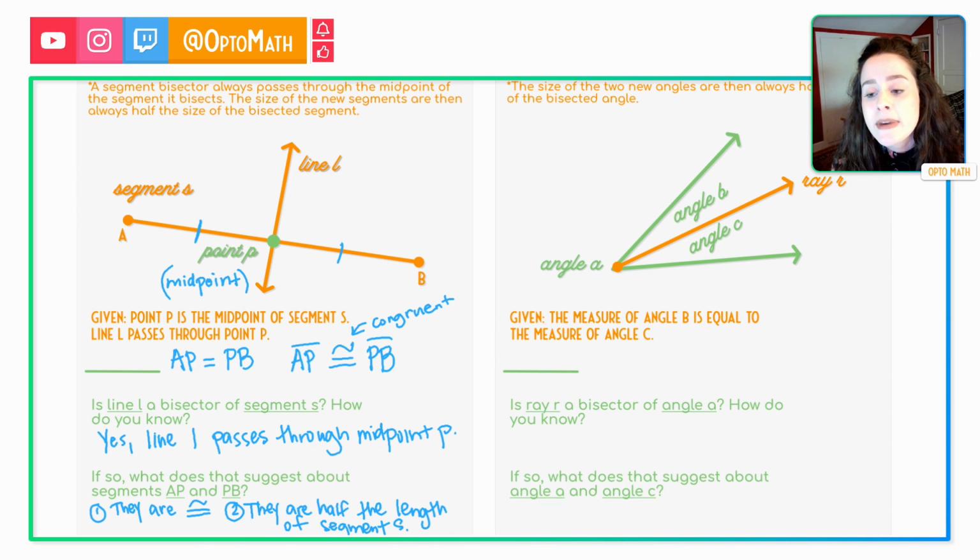Let's take a look at our image and our given information. We have angle A as our total angle. Ray R is a ray that is between the sides of angle A. And we have the new angles, angle B and angle C. So that's all we can tell from the picture so far. Let's look at our given information and see what else we know. Given, the measure of angle B is equal to the measure of angle C. Okay, so we know they're equal. That is telling us that ray R is a bisector of angle A.